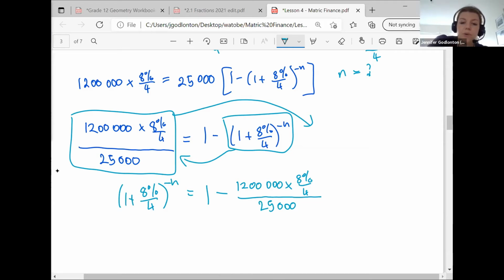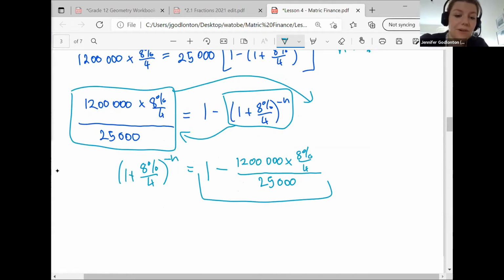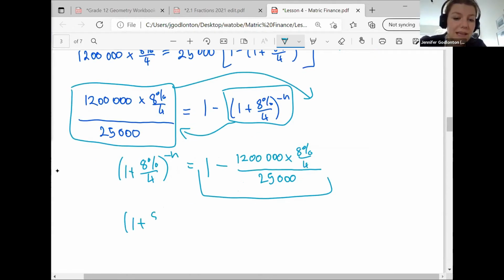Now, when you put all of this on the right-hand side in your calculator, you actually get a really nice answer of just 1 over 25. So I'm going to write that step in now. So 1 plus 8% over 4 to the power of negative n is equal to 1 over 25.